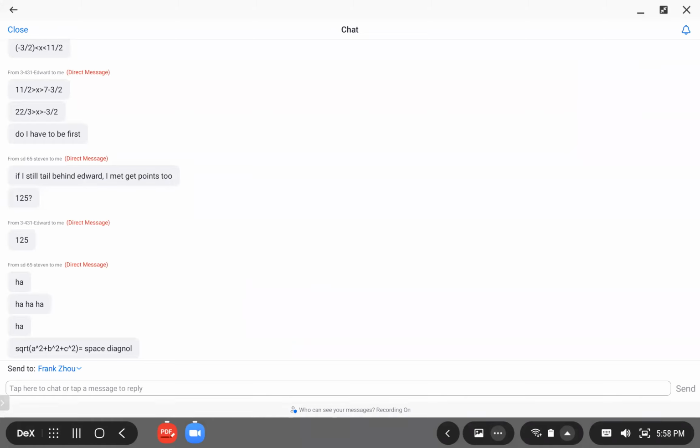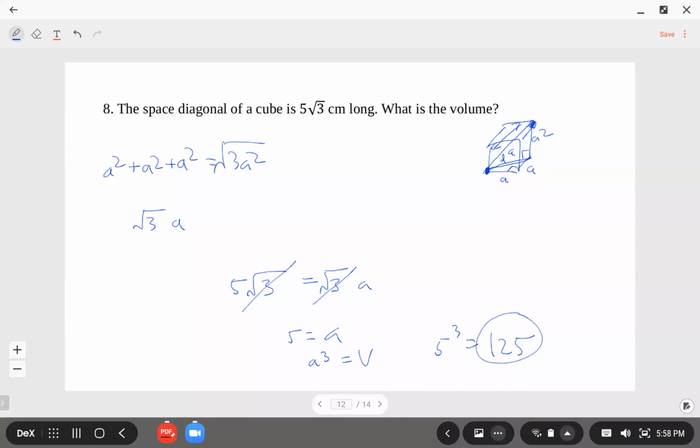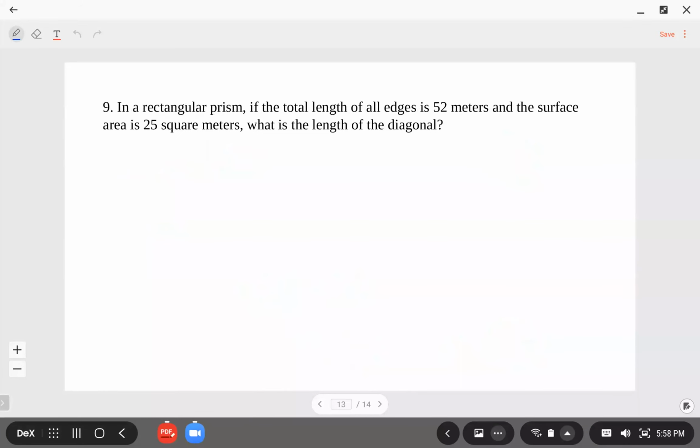Yes, and the square root of A squared plus B squared plus C squared is the space diagonal of a rectangle. Very true. We're going to need that here. Number 9, how many points is this worth? This is worth 6 points. Okay. No, actually, this is worth 7 points. Let's make this 7 points.